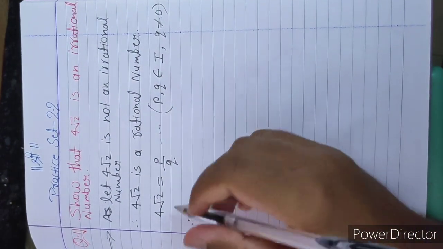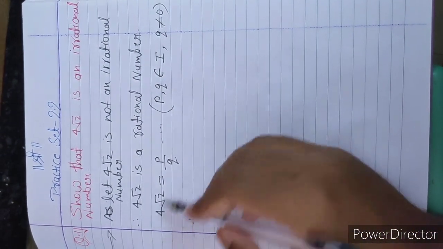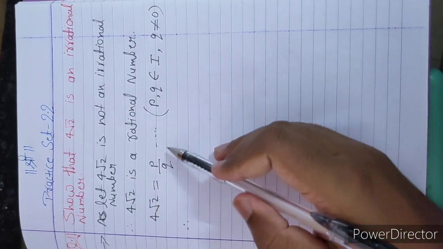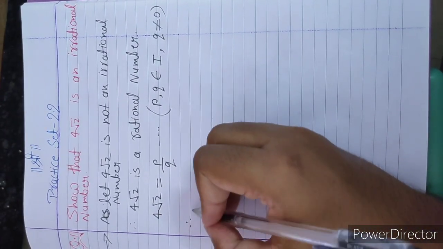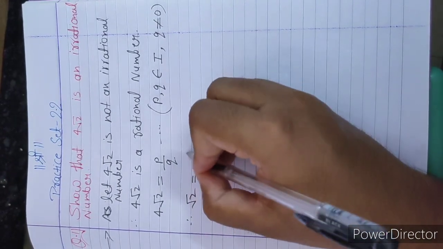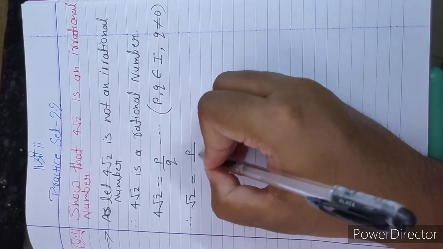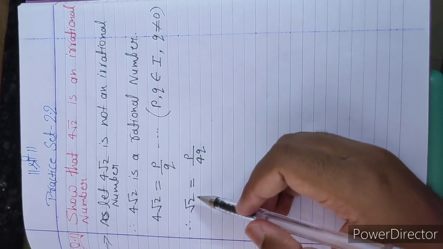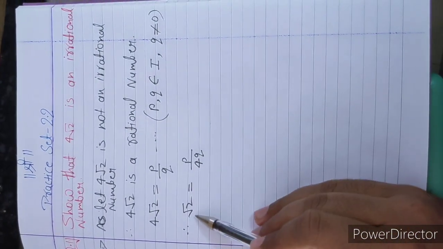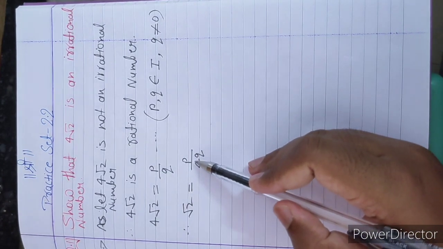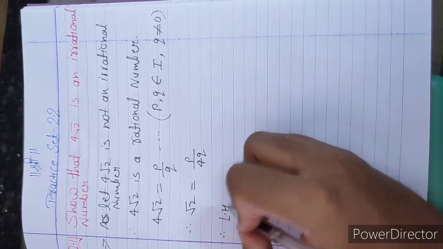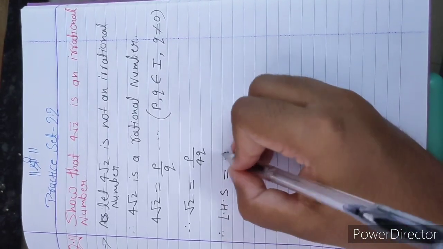Now we will manipulate. Here 4 is in multiplication. When it goes to the right side, it converts into division. So root 2 is equal to p by 4q. Now we are getting two sides, LHS and RHS. LHS is equal to root 2.